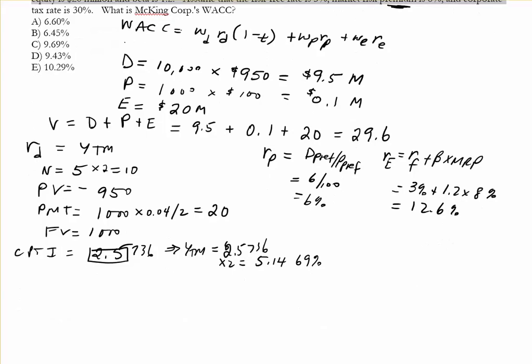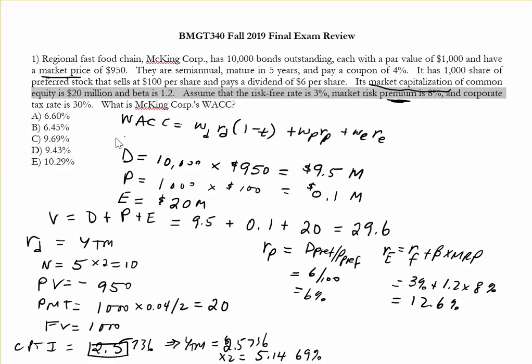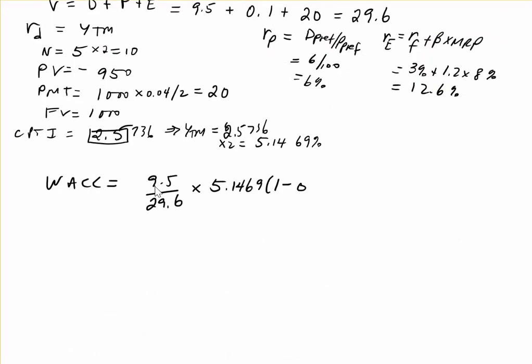All right, now we're ready to put all of that into our formula for WACC. So the weights are 9.5 divided by 29.6 is the weight on the debt. The before-tax cost of debt is 5.1469. We have to multiply that by 1 minus the tax rate. We scroll up, we see that the tax rate is 30%. And then the weight on preferred is 0.1 over 29.6 times 6, and the weight on equity is 20 divided by 29.6 times 12.6.